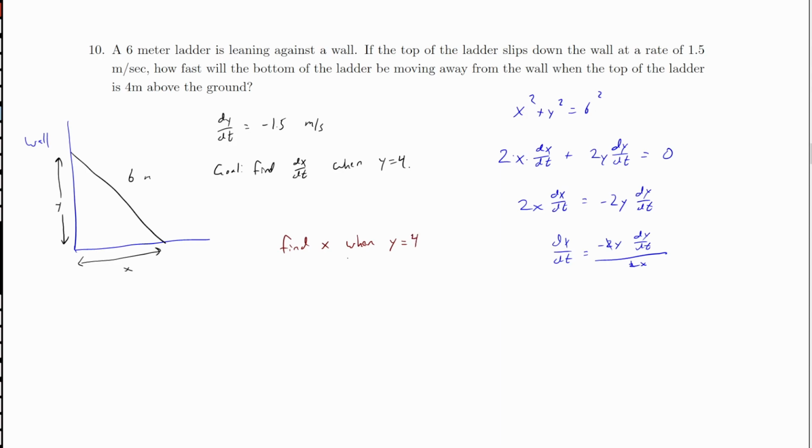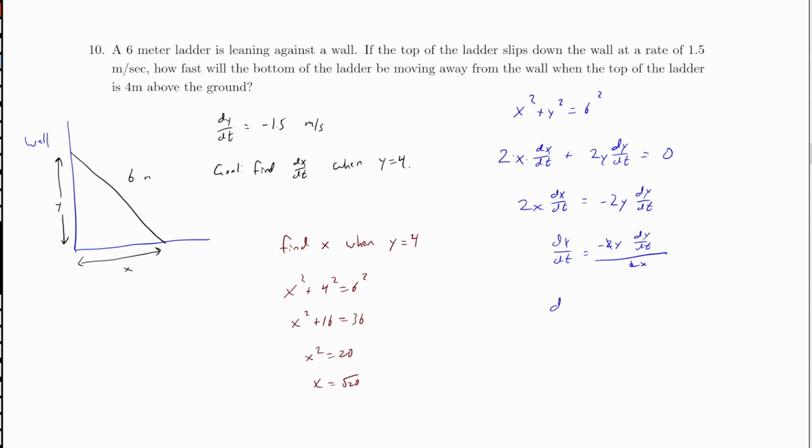So I'll go back to my original equation. x squared plus 4 squared equals 6 squared. So x squared plus 16 equals 36. We subtract, so x squared is 20. So x is the square root of 20. We could write a positive and negative here, but I don't want a negative value for x because it's a distance.